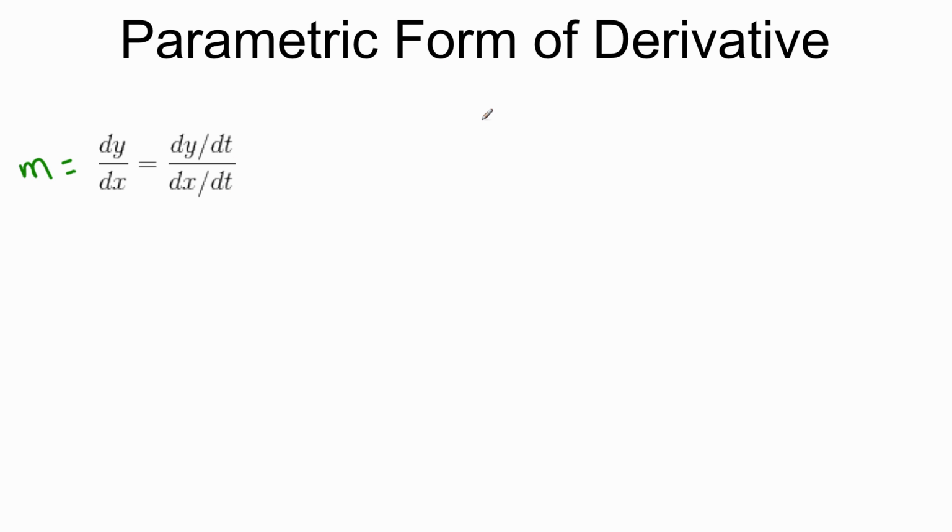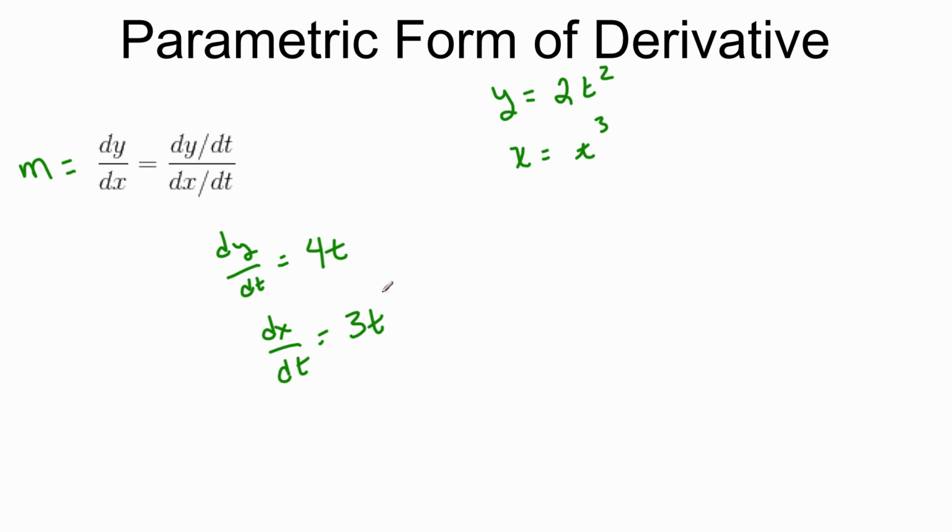Now I want to do a fairly simple example to start with. Suppose y is, oh I don't know, 2t squared, and x is t cubed. Then what is the slope at any given point? Well, the first thing you need to do is find dy/dt, and that is 4t, and then find dx/dt, and that is 3t squared.